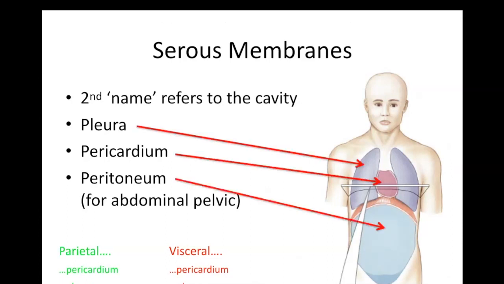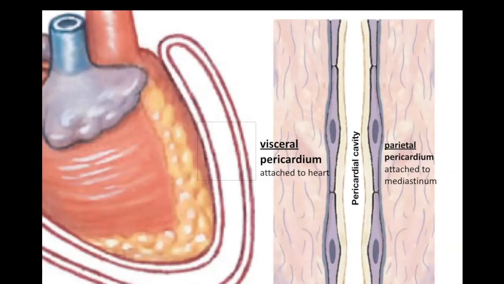Here is your heart again. This layer right here is directly attached to the heart. This is your visceral pericardium. This is the loose connective tissue that would be attached and really form the outer layer of your heart. So it's connected like that. And then you'd have your pericardial cavity, the space in between that'll be filled with fluid.